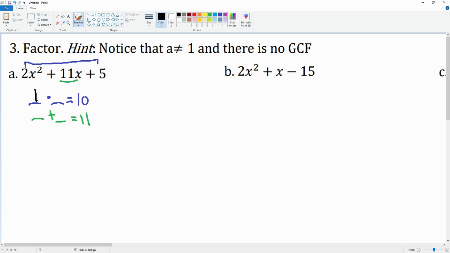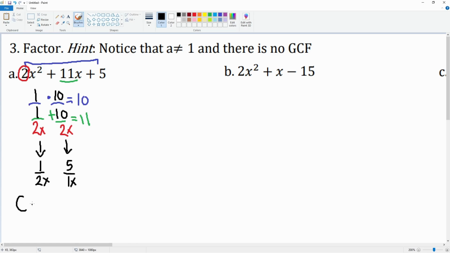Those numbers are 1 and 10. Once you find those two numbers, now we divide by your ax term, which is going to be 2x. Let's see if anything simplifies. 1 over 2x does not simplify. 2 does go into 10 and 2 does go into 2. 2 goes into 10 5 times. 2 goes into 2x 1 time.